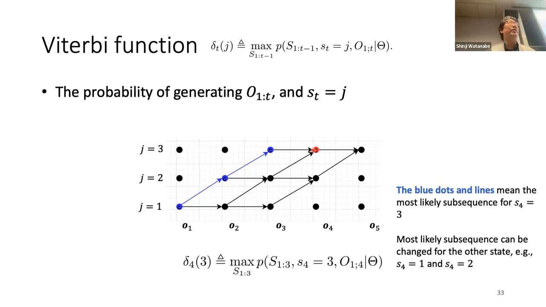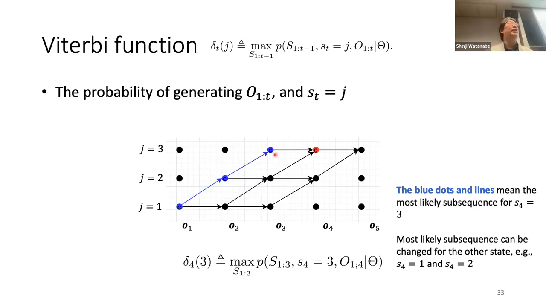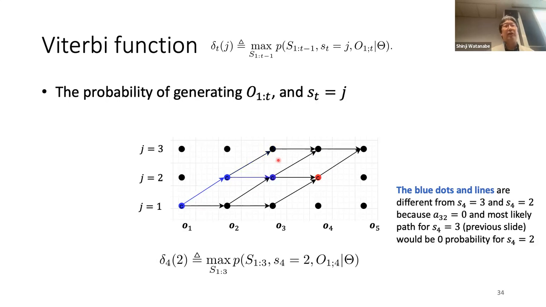By the way, the maximum path from 1 to 3 can change depending on the position. For example, again, in these cases, the maximum path can be this one. But in these cases, like for example the HMM state two case, the previous path cannot be the maximum path because I cannot reach this one, right? We cannot go from three to two. So I just want to mention that the maximum path depends on where we are.